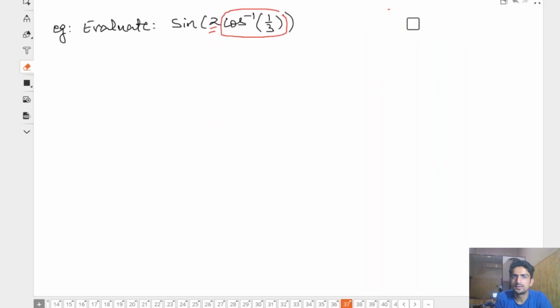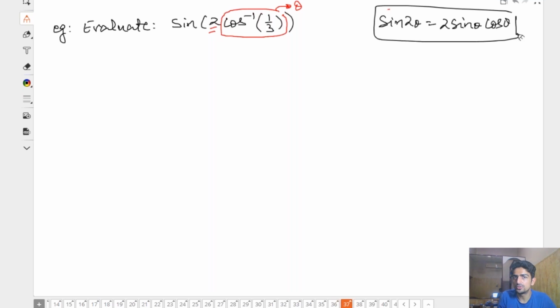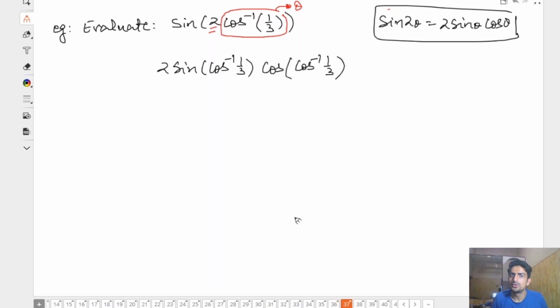So now what? The right sense you need to pick up. You need to see this thing as an angle. Cos inverse 1 by 3 is an angle, it is nothing else. And what is sine 2 theta? Simple, 2 sine theta cos theta, finished. That is the approach you have to see. That is the right approach. So it is 2 sine theta cos theta. Guys, are you enjoying? Are you understanding?